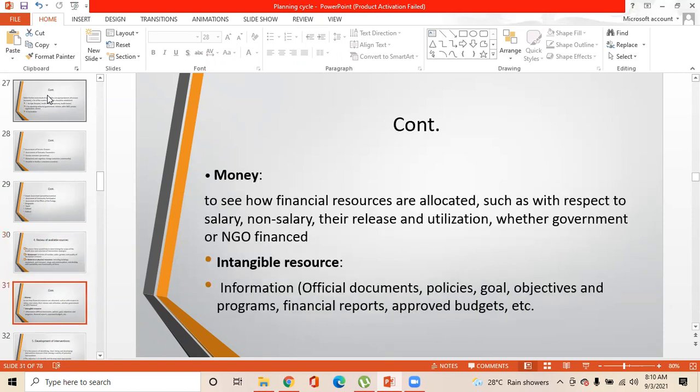Money, to see how financial resources are allocated, such as with respect to salary and non-salary, their release and utilization, whether governments or NGOs are financed. Intangible resources show information, official documents like policies, goals, objectives, programs, financial reports, approved budgets, etc.